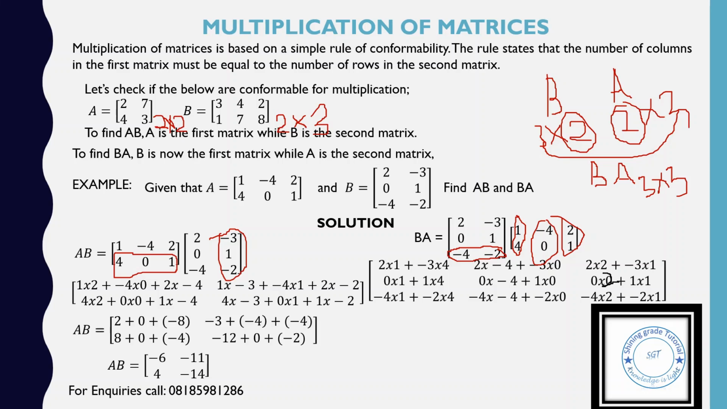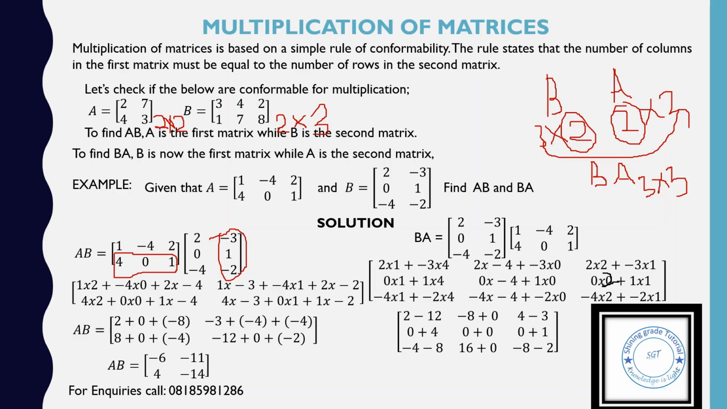So let's simply get the answer. So we can have that here. So 2 times 1 is 2, minus 3 times 4 is minus 12, and plus and minus will be minus. That will be 2 minus 12. 2 times minus 4 is minus 8, plus minus 3 times 0 is 0, so the plus will not change. 2 times 2 is 4, minus 3 times 1 is minus 3, plus and minus, that will be minus 3. So 0 times 1 is 0, 1 times 4 is 4, 0 plus 4. 0 times minus 4 is 0, 1 times 0 is 0, so we have 0 plus 0. 0 times 2 is 0, 1 times 1 is 1. Here, minus 4 times 1 is minus 4, minus 2 times 4 is minus 8, plus and minus, that will be minus 8. So we have this.